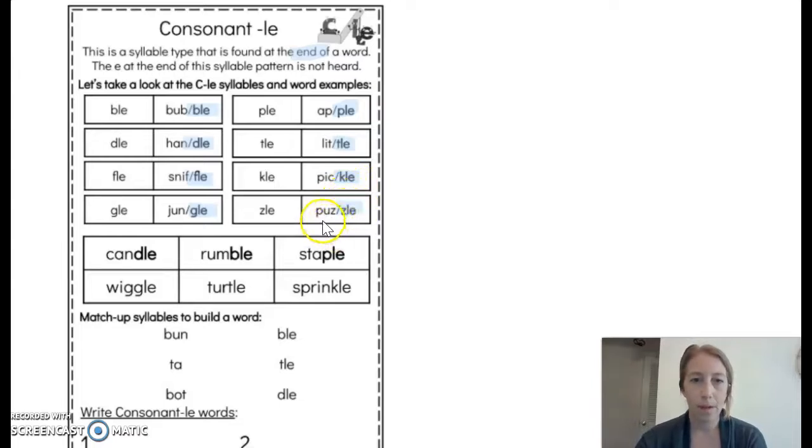Zul. Puzzle. And I don't think this zul I included above, but that's another consonant LE and a kind of a fun one. We don't see it as often, but it's important that you know it is also a consonant LE syllable. Zul. Now the first syllable in all of these was closed. That's not always the case. So we're going to look at some examples down here.